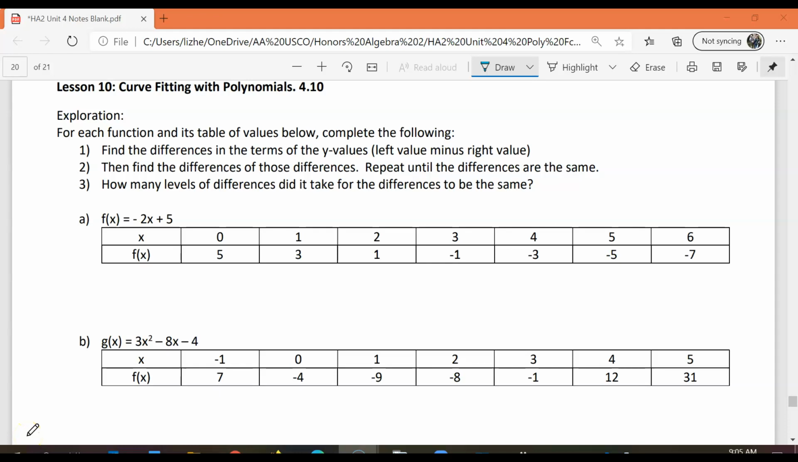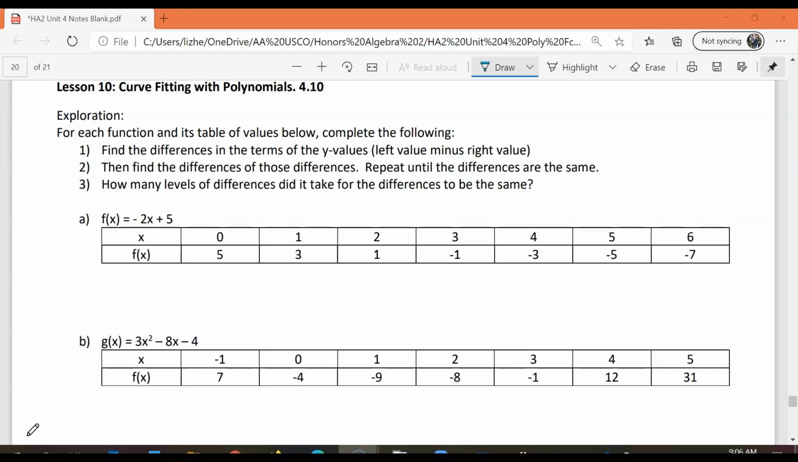Okay, Honors Algebra 2, we are going to do Lesson 10, which is on page 20 of your notes, curve fitting with polynomials. So we want to start off with a little exploration. It says, for each function and its table of values below, complete the following. First, find the differences in the terms of the y values.